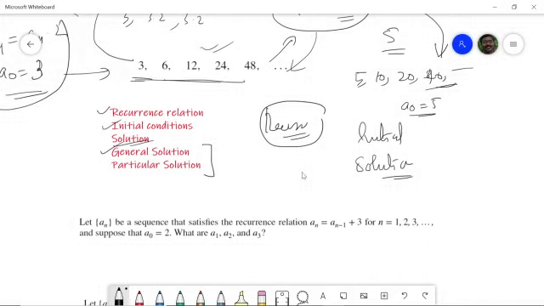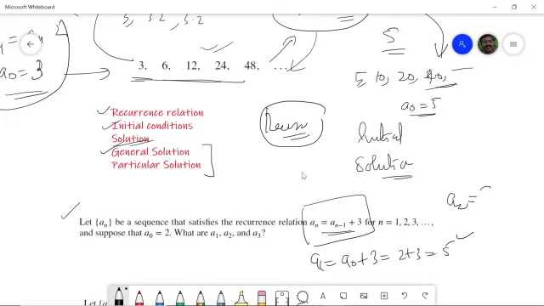Consider this problem. Let a_n be a sequence that satisfies the recurrence relation a_n is equal to a_(n-1) plus 3 for n is equal to 1, 2, 3, and suppose that a_0 is equal to 2. Let us try to find out what a_1, a_2 and a_3 are. Just read the question. Now tell me what is a_1. According to the relation, a_1 is a_0 plus 3. So what will you get? It is 2 plus 3, which is 5. What is a_2? According to the relation, a_1 plus 3, which is 5 plus 3, which is 8. Similarly, a_3 is a_2 plus 3. Here a_2 was 8, so it is 8 plus 3, which is 11. I hope you understand this problem.